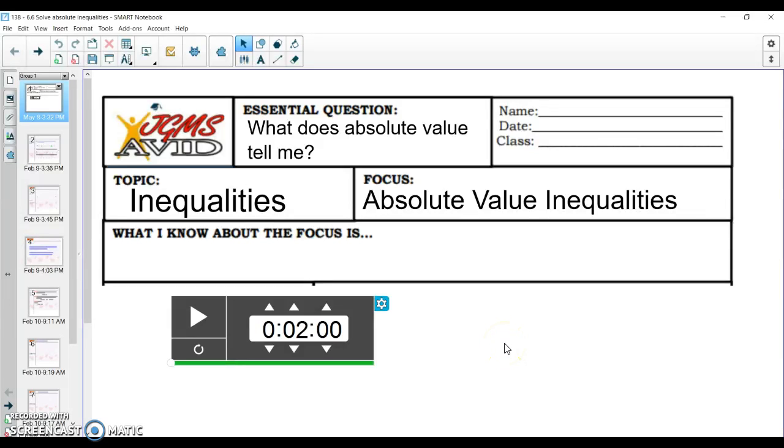Today's lesson is going to be about absolute value inequalities. Your essential question today is, what does absolute value tell me?